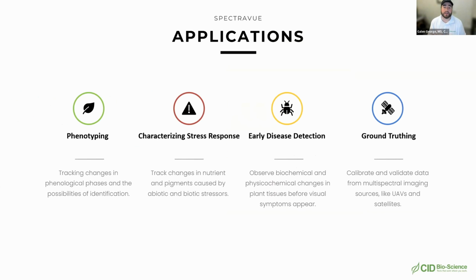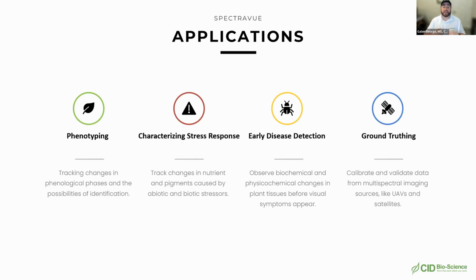Some typical applications that we see with using a handheld spectrometer like the Spectravue are applications in the realms of phenotyping. So if you're looking for tracking any kind of changes in phenological phases, identification of plants, or even if you are doing plant breeding and you are looking for specific phenotypic traits that are desirable, then you want to actually measure those traits specifically and select for those traits. This is a great instrument for performing those kinds of tasks. One of the most common that we see is things like characterizing stress response.